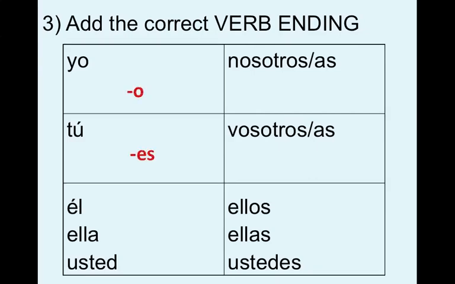O, es, e. Hemos, eis, en. Look familiar? They should look familiar. It follows a very similar pattern to the AR verb conjugations. The only change is what? The A has been changed to E for every conjugation.